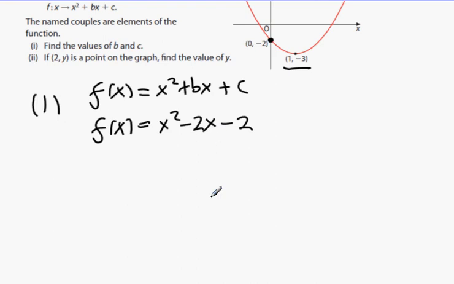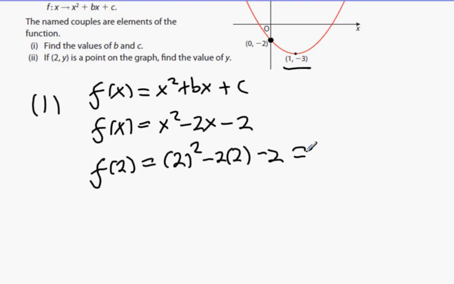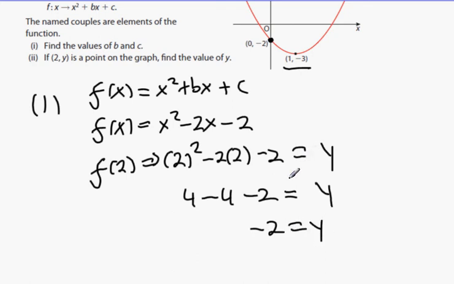Next part. If the input is 2, that makes it 2 squared minus 2 times 2 minus 2. And we know that the output is y. Therefore 4 minus 4 minus 2 equals y. What's y equal to? Minus 2 equals y. Y is minus 2. Is that right? Okay, one more for the road.